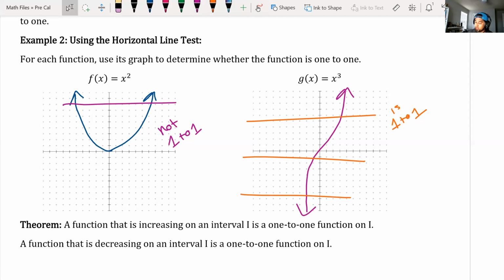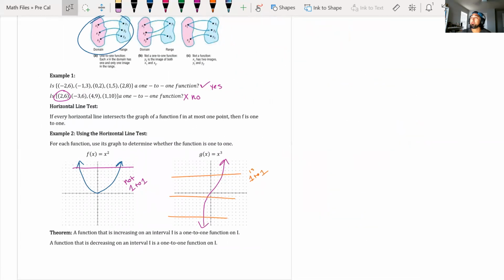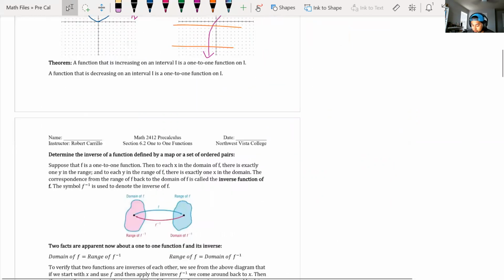Okay, any questions on that first page? Nope. Good, good. All right.